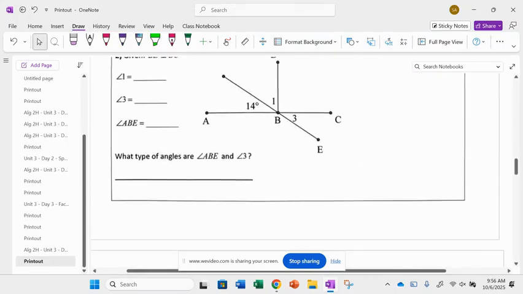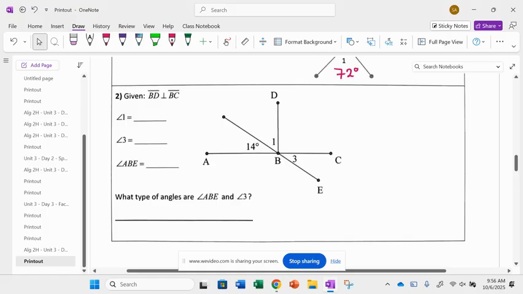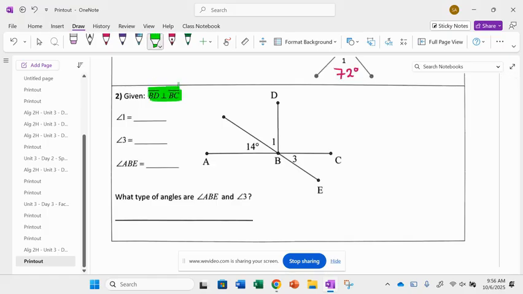All right, number 2. Remember this given. Remember marking our given. BD is perpendicular to BC. Can you guys all mark that given information and then hold it up so I can see how you chose to mark that? BD is perpendicular to BC. Perfect.